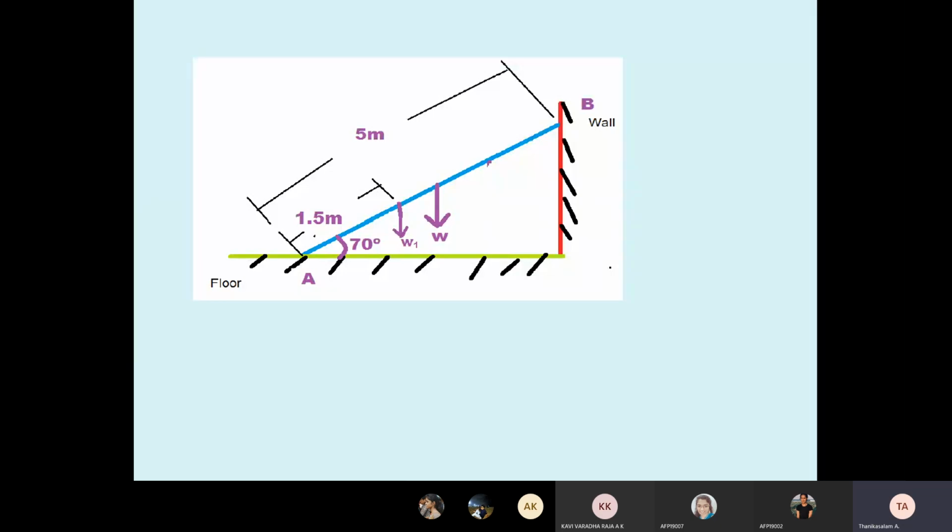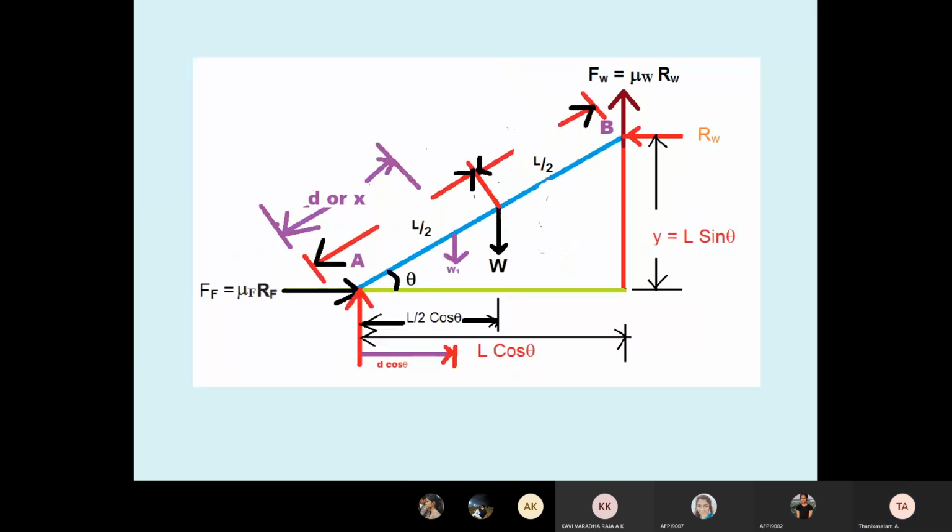Given that, you have to draw the free body diagram. I told you, friction at the floor is on the right side. RF is vertical upward, touching the floor. Similarly, RW is on the left side, and FW, friction at the wall, is on the upper side. Why is friction on the upper side? Because the ladder may slide down, vertically downward.